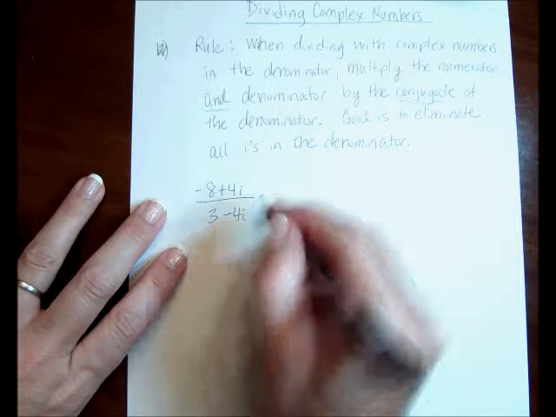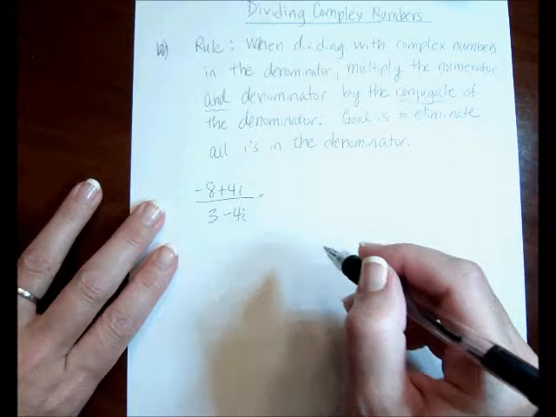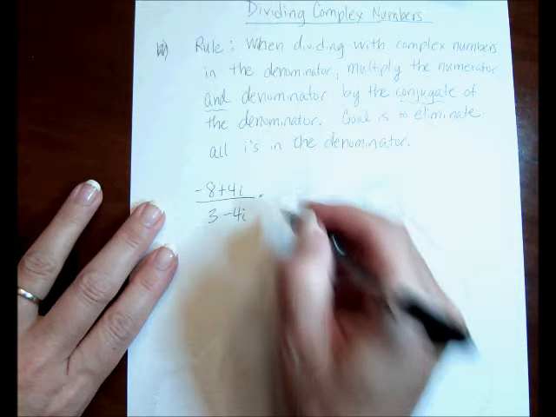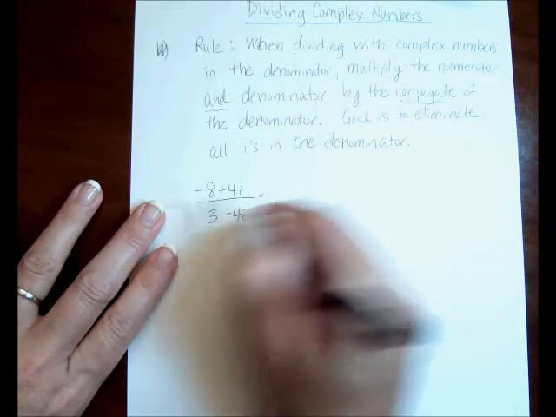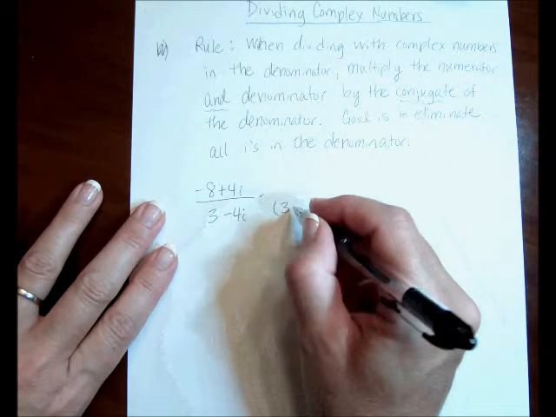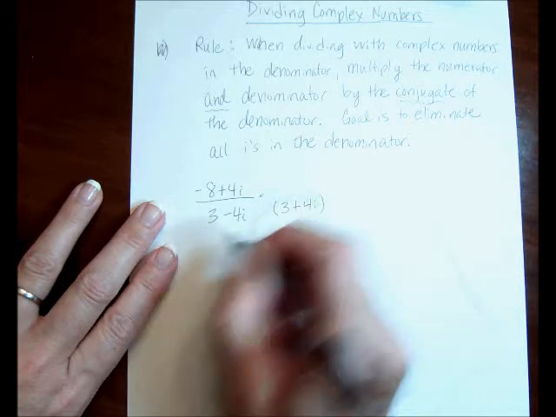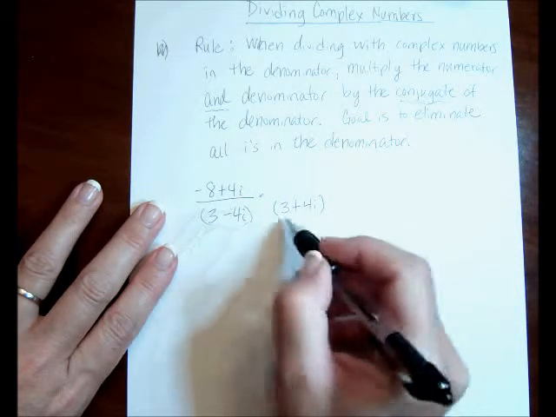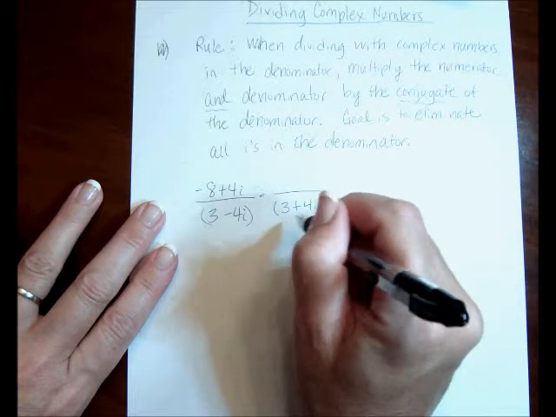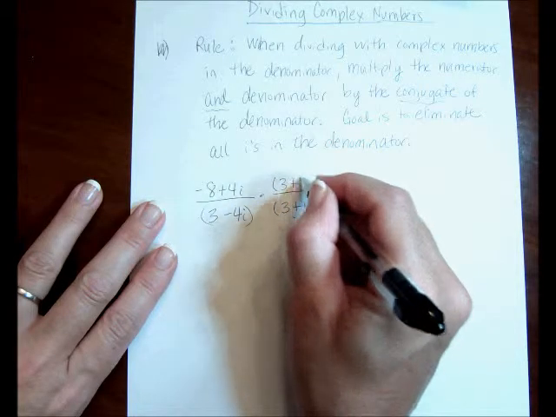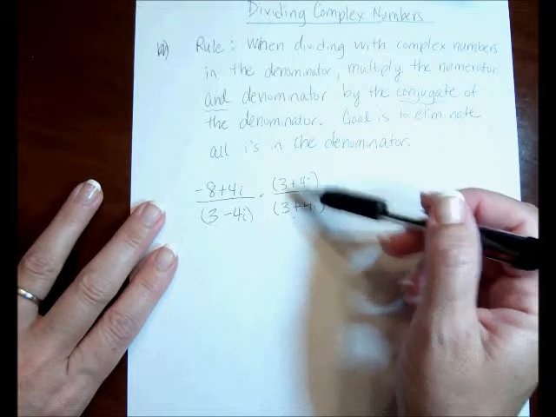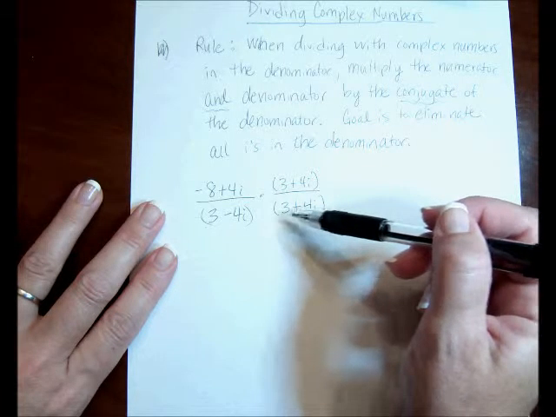I have 3 minus 4i in my denominator. Now, you always want your real number first and your imaginary number second. Now, the conjugate is keeping the real number the same and then changing the sign in between the real number and the imaginary number. So, instead of 3 minus 4i, it's 3 plus 4i. And I'm going to multiply both the denominator and the numerator by this quantity. And the reason I have to multiply it by both is because this ends up simplifying to 1.